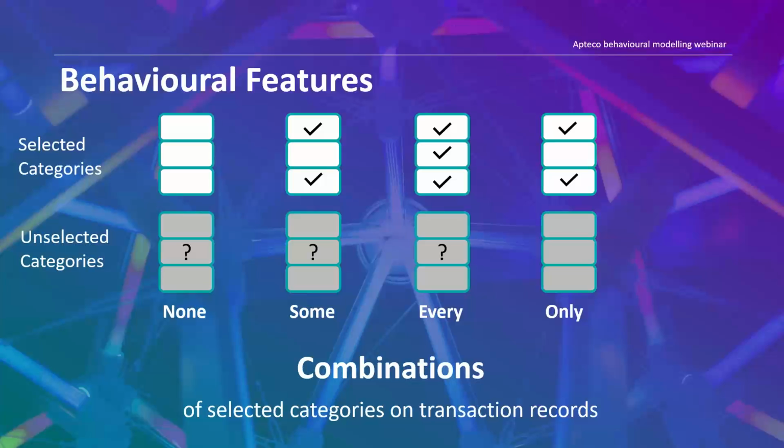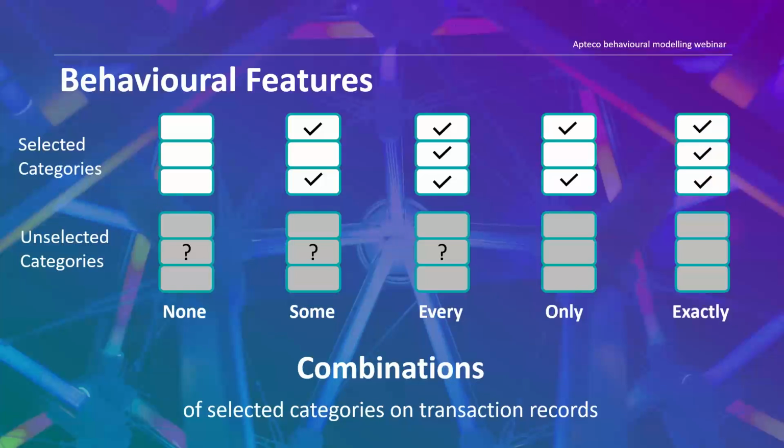Or we could say we want people who've only got the selected categories, and at that point they have none other. And finally, they have got exactly all of the selected categories, and again, no other categories. So 5 built-in patterns that make it easy for you to look across the data and find the values you're interested in.